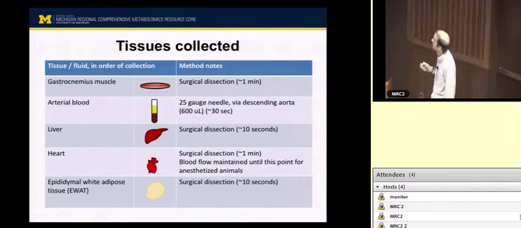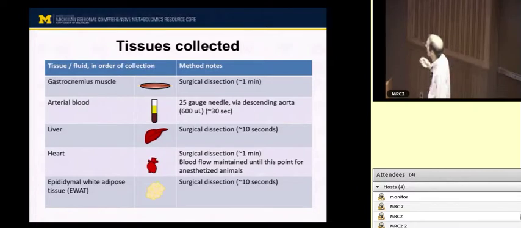Okay, so here are the tissues that we collected, and just some thoughts about them. For muscle, we collected gastroc. That was the first tissue we pulled out. It was done within a minute. Arterial blood was then collected after we opened the abdominal cavity, and that was done with a 25 gauge needle, and it takes maybe 30 seconds to do. Liver, once you're in the abdominal cavity, it's very easy to collect liver. Heart, you then open up the chest and collect the heart. That takes at most another minute.